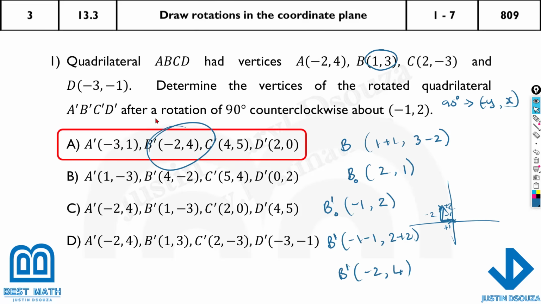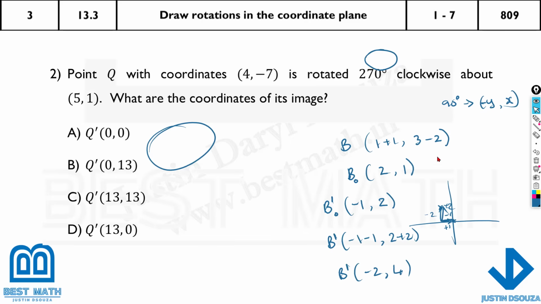If you do all the other points, you'll get the same answers. But the reason I did not do A prime is that if we had got -2 and 4 as the answer and there were 2 options with it, you wouldn't know, and you'd need to choose one more point. So I strategically chose B prime. I know all the options have unique answers for B prime. So whatever I get will be the correct answer. But you need to do this properly.